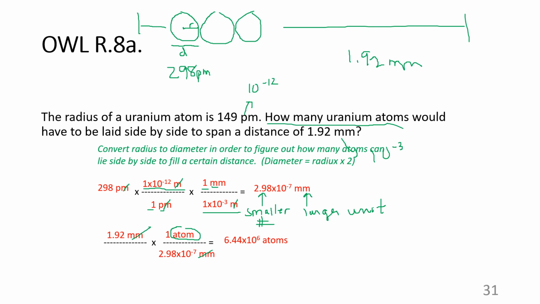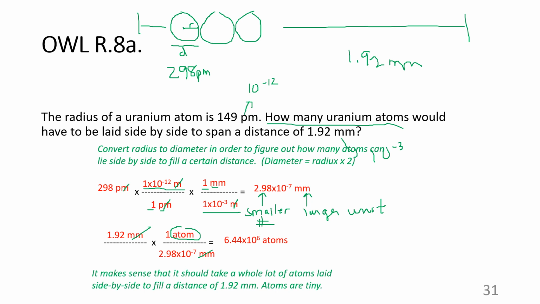Does a large number make sense? Yes, it does, because atoms are tiny. And to span a width of 1.92 millimeters, it will take a lot of atoms. And so that number does make sense.